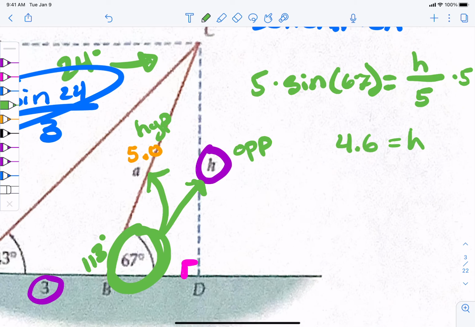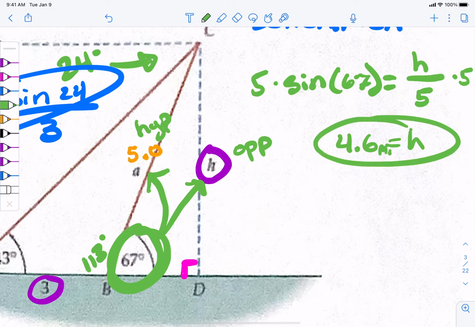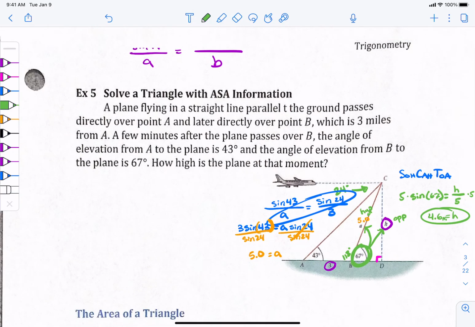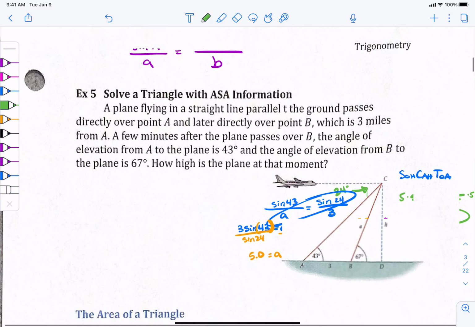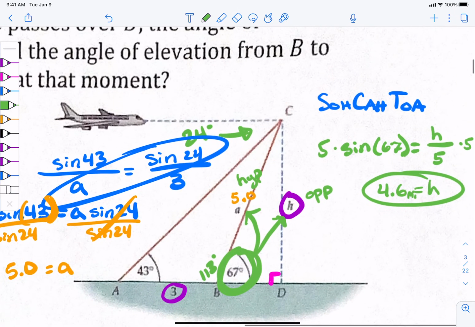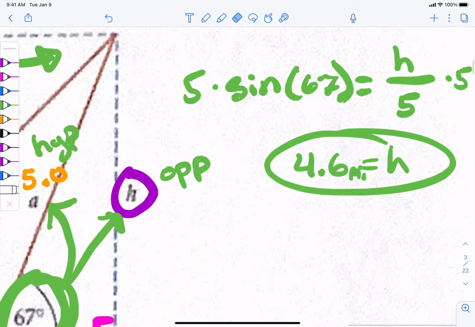That makes sense because if 5 is the hypotenuse, it's got to be smaller than 5, right? So what does that mean? 4.6 miles in the air is how high that plane is, right? Are we in miles, I would assume? Yeah. Unless we're in kilometers. But I think it's miles, 3 miles right here. So 4.6 miles is the units. Okay, does that make sense?